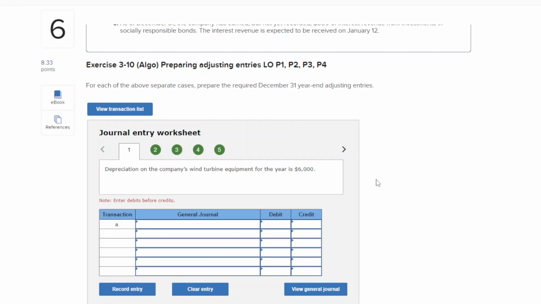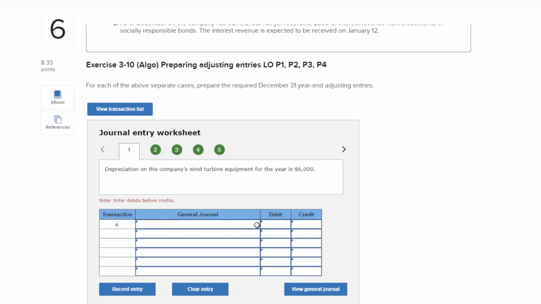So we're starting off here. This first entry wants us to account for depreciation. So we're doing year-end adjustment, and it says here that this is for the year, so we don't have to do any calculations. We're doing the December 31st year-end adjusting entries, and this is for the year.